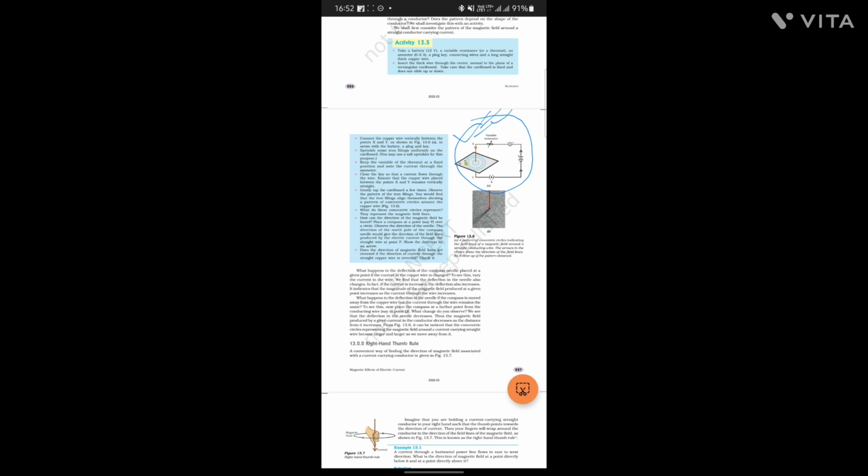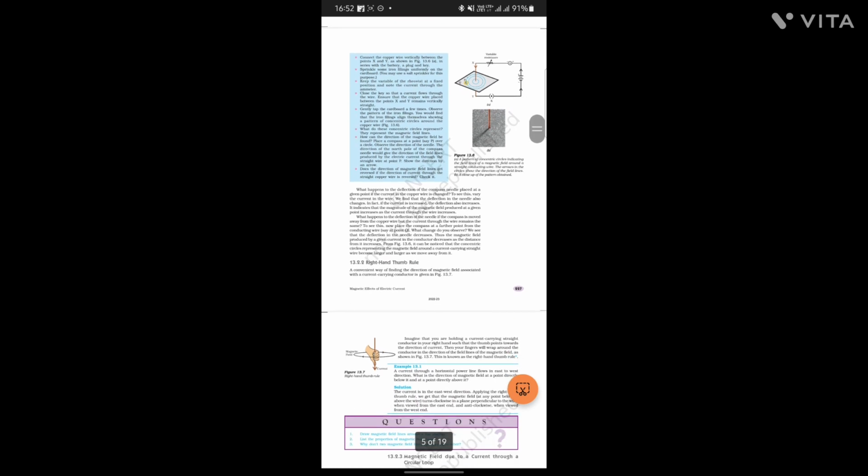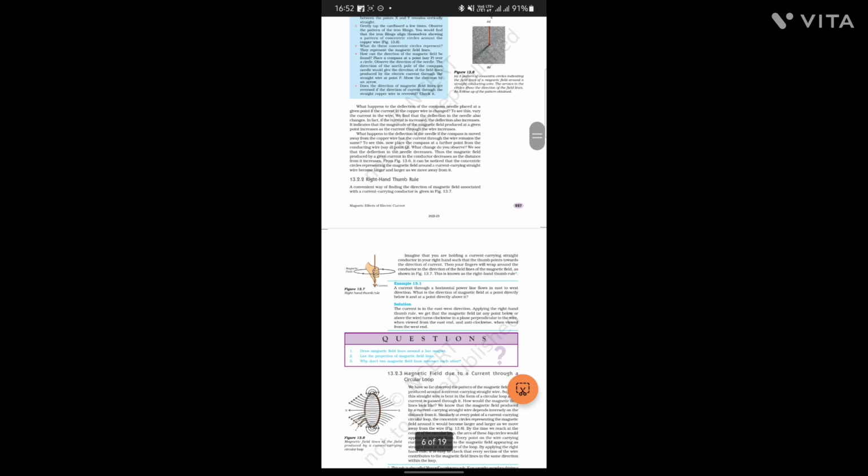Okay, as the magnetic field lines around a straight conductor become important, similarly you should be knowing the statement of the right hand thumb rule. It can come in a 1 mark question. Next, questions like these may come for 1 mark or 2 marks. Okay, look again at your in-text questions. These 3 questions: draw magnetic field lines around a bar magnet, list the properties of magnetic field lines, and why don't magnetic field lines intersect each other become important, which I have already mentioned.